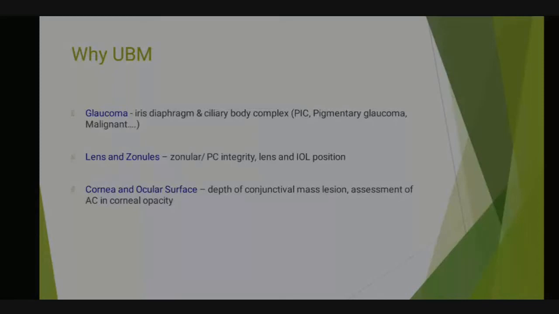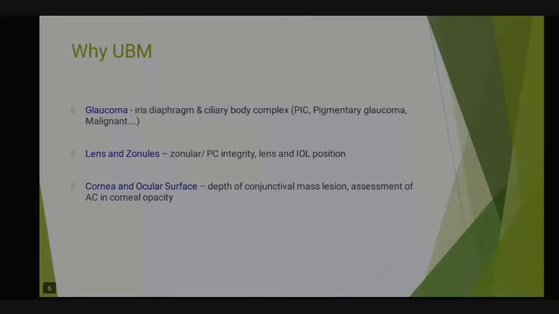Next, in cornea and hello. Continue, Madhu.